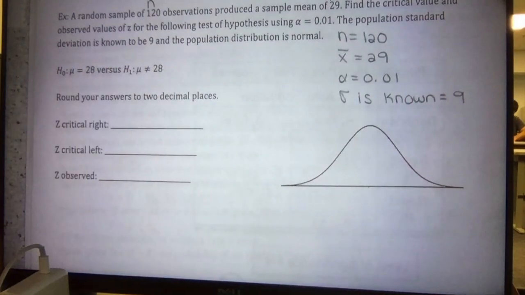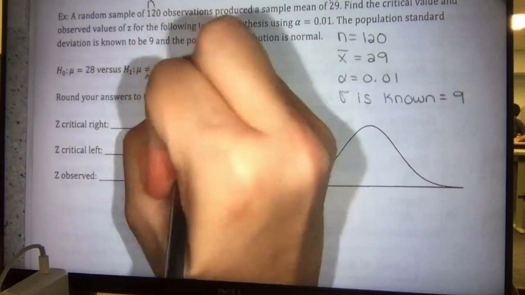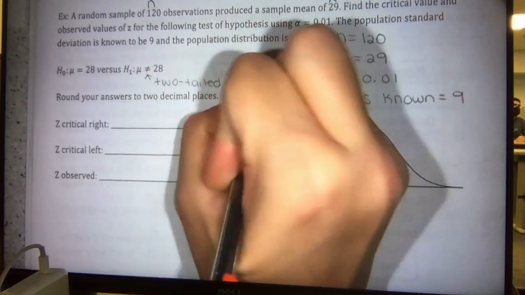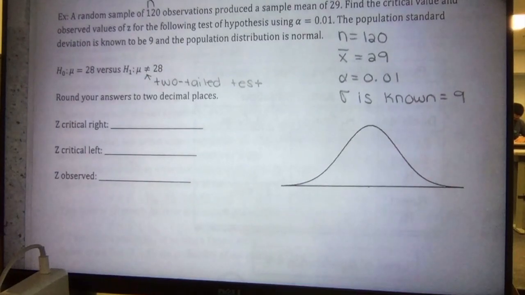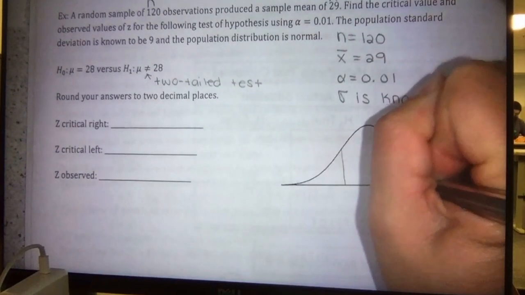They give us the null hypothesis that mu equals 28 versus our alternative hypothesis. We see that it's not equal, so boom, that tells us it's going to be a two-tailed test. Round your answer to 2 decimal places. Okay, great. All right, so we know it's going to be a two-tailed test. In the middle is our non-rejection region. On the outsides are our rejection regions. We know on each side is alpha over 2, so 0.01 over 2, which is 0.005 on both sides. It's symmetric because they told us our population distribution is normal.